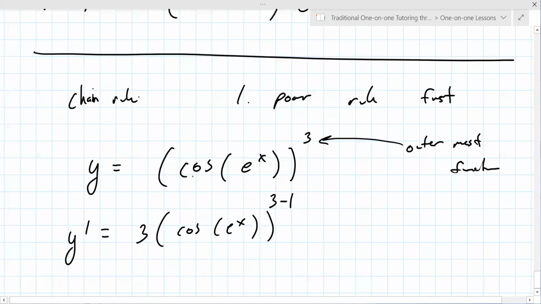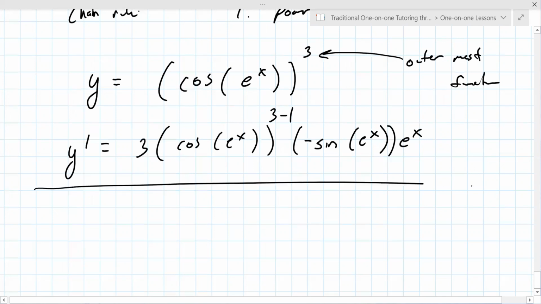Then you go to the inside and take the derivative of cosine. What's the derivative of cosine? And 3 minus 1 is 2, yes, you can put 2 there. Cosine's derivative is negative sine. Keep the inside. And then what's the derivative of e to the x? Itself.